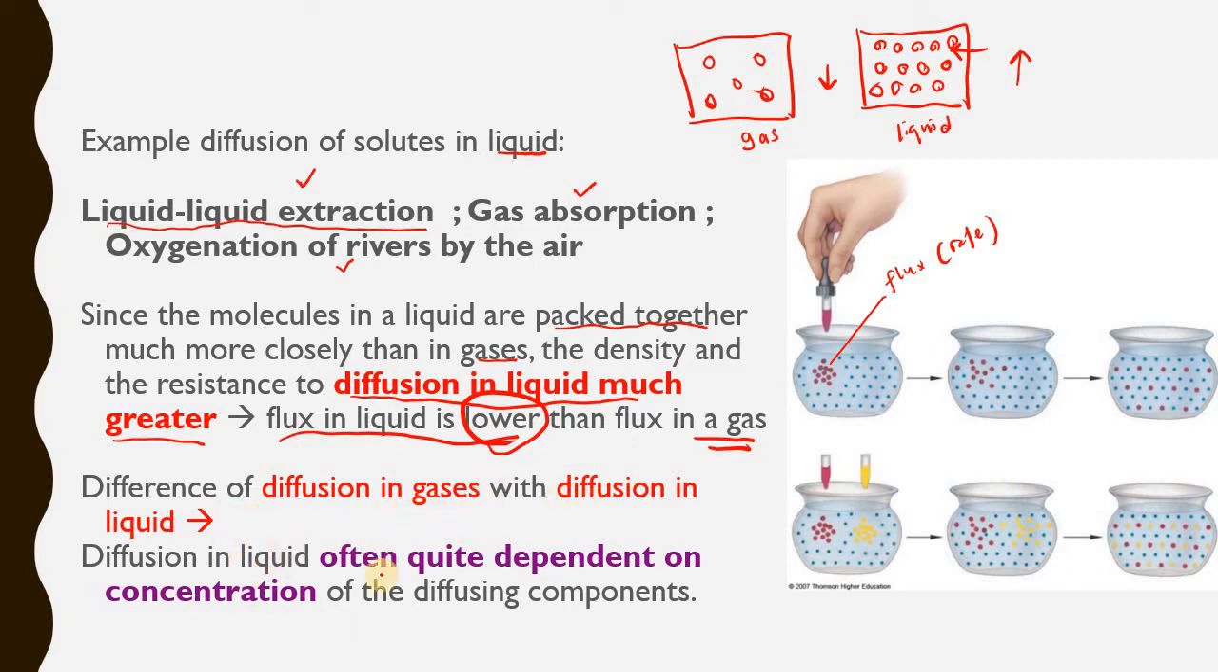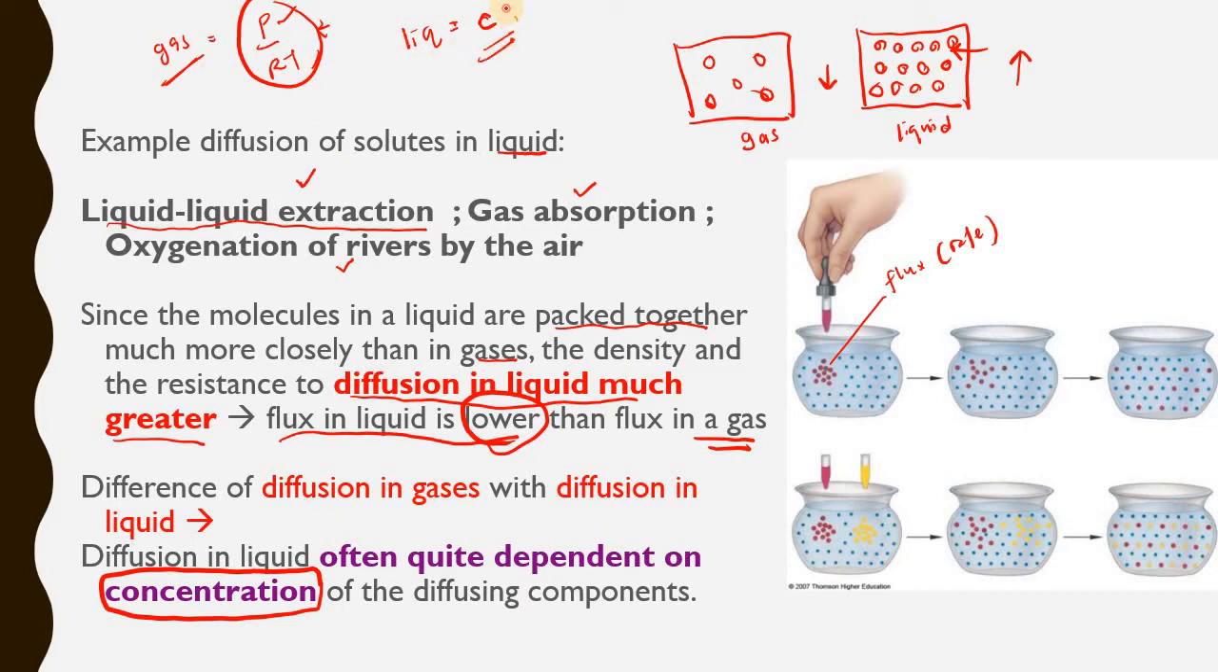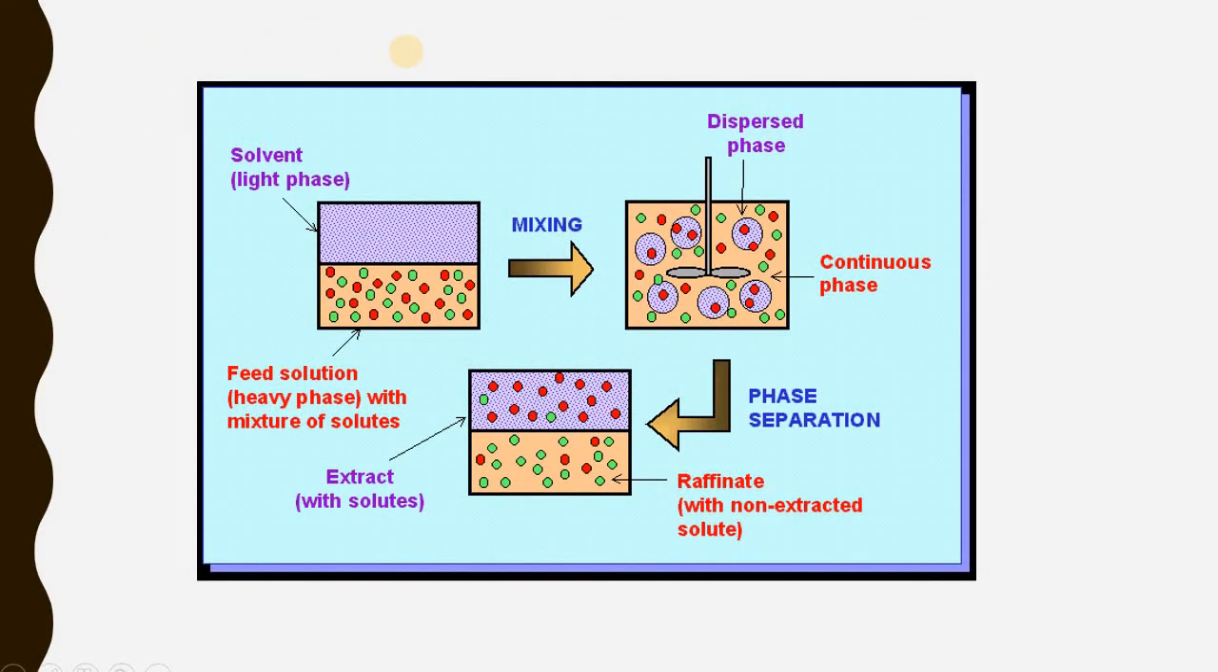Diffusion in liquid is often dependent on the concentration. I think I already mentioned that before. So liquid will depend much more on concentration. For example, if you can still remember the formula for diffusion through stagnant film, for gas we change the concentration into P over RT. So in gases, the most important or limiting parameters for diffusion are the pressure, temperature, and also the gas constant. However, in liquid, it depends much more on the concentration. So we will see later that all the equations will have a concentration term.